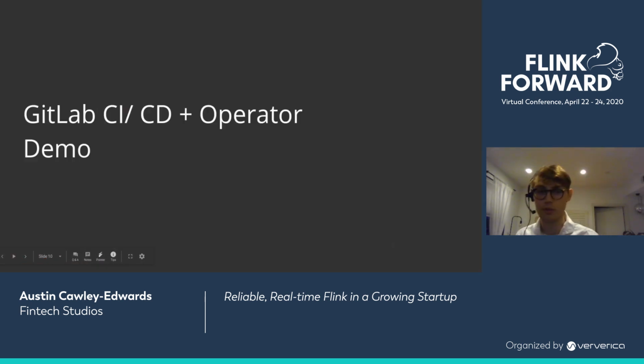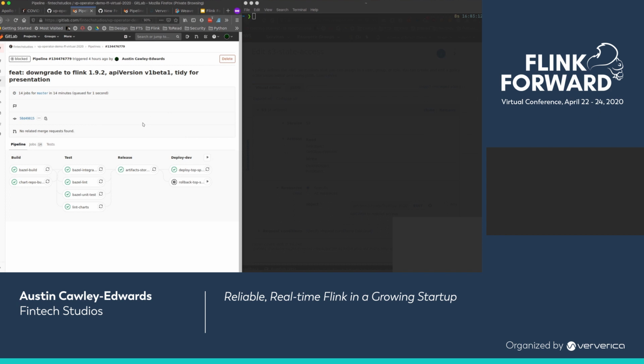So now we'll go into what that looks like live and go from there. This is the view of the pipeline, like we saw in the slides earlier, where we have our build, test, release, and deploy stage. What we really care about right now is the deploy stage, where we have the deploy job for the top speed application and this manual rollback job that can be triggered if anything goes wrong right from the same UI.